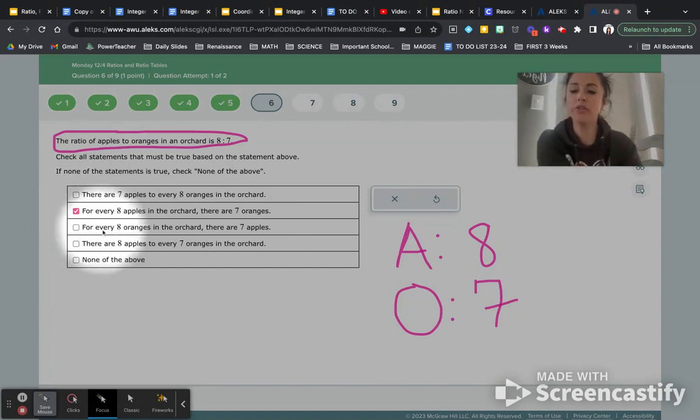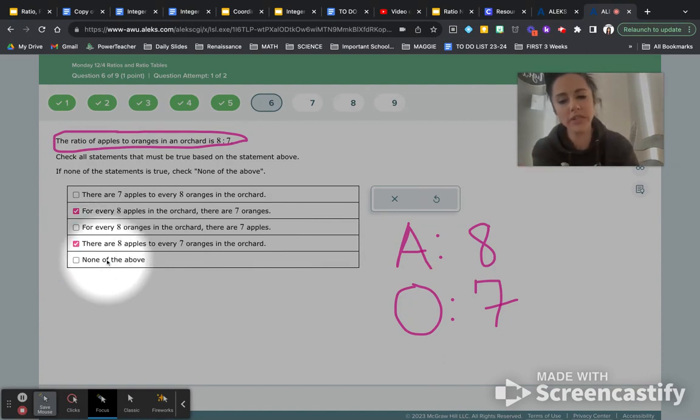Okay. So for every 8 oranges, there are 7 apples. Does 8 represent oranges? No. So I'm not going to click that. The next one says there are 8 apples to every 7 oranges. 8 apples to every 7 oranges. That's exactly what they say. So I'm going to click that one.